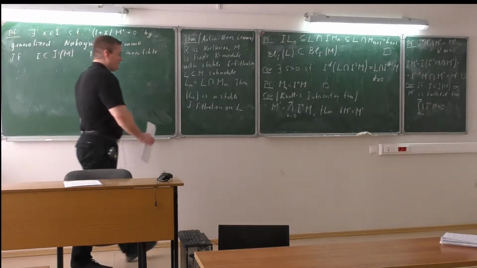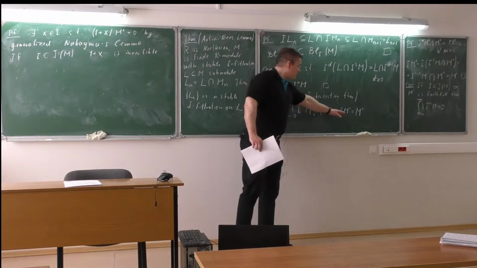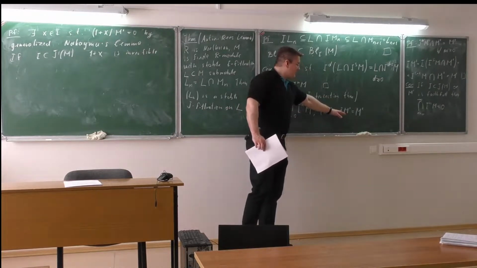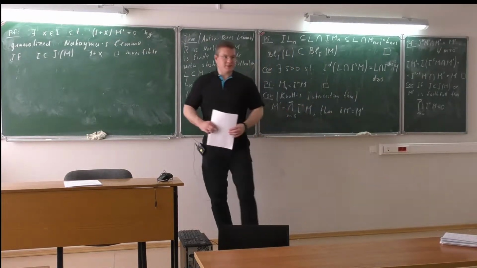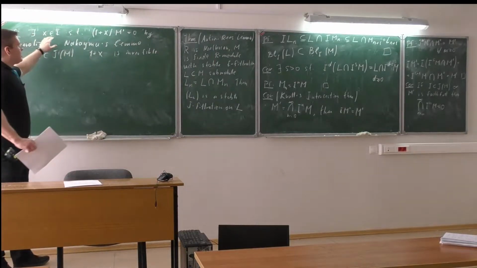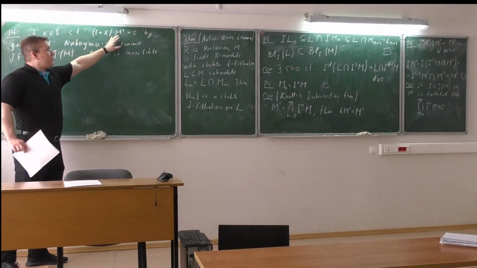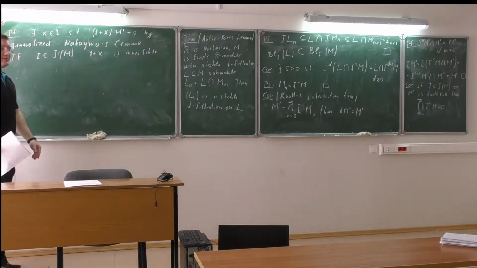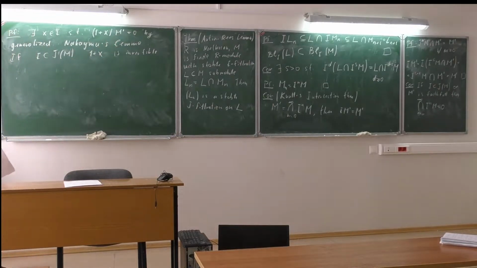Since this is the starting point, this identity, and this is one of the equivalent conditions in the generalized Nakayama's lemma, I'm using another condition, which is the existence of the x such that 1 plus x applied to the m prime is 0. In the generalized Nakayama lemma, you have three conditions. One condition is I m prime is equal to m prime. The second one is the existence of x.